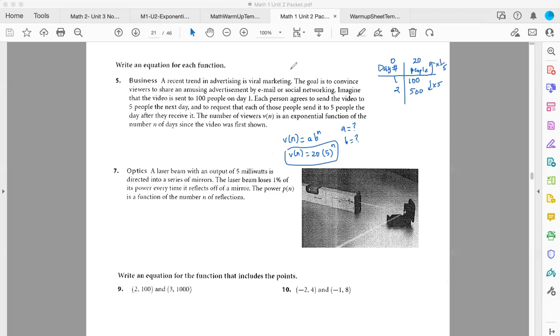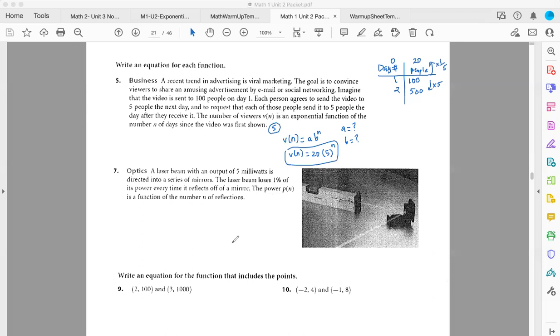Let's see what else they said. The number of viewers is an exponential function of the number of days. They did not ask us to write anything, did they? The goal is to convince each person. So this is probably just to write the equation. This is the equation anyway. That's for number 5.